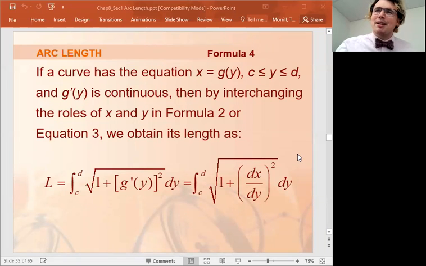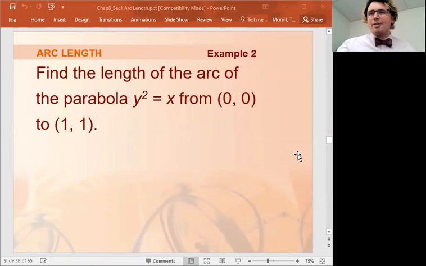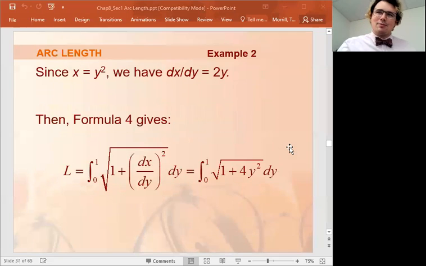Let's continue. Let's do something explicit. Find the length of the arc of the parabola y squared equals x from coordinates 0, 0 to coordinate 1, 1. All right. So if my x is equal to y squared, I need to calculate a derivative. And my derivative is going to have the Leibniz notation dx on dy. Well, it's just power rule. It's just 2 times y. That's fine.